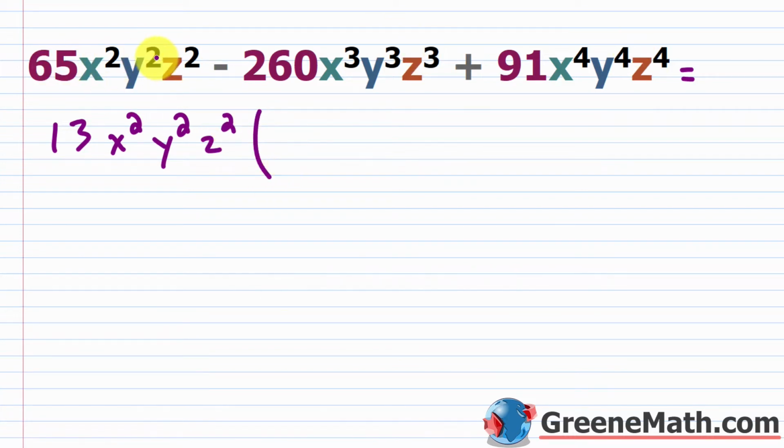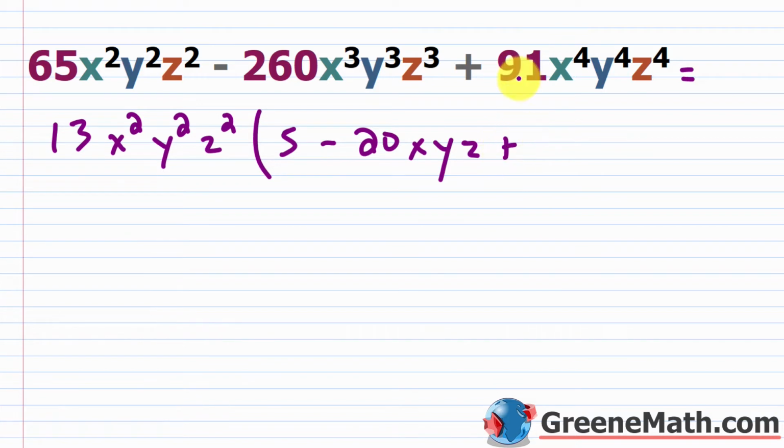Inside, I'm going to divide this by this. So 65 divided by 13 is 5. X squared over x squared is 1. Y squared over y squared is 1. Z squared over z squared is 1. So I just have 5. Then minus 260 divided by 13 would be 20. X cubed over x squared would be x. Y cubed over y squared is y. Z cubed over z squared is z.